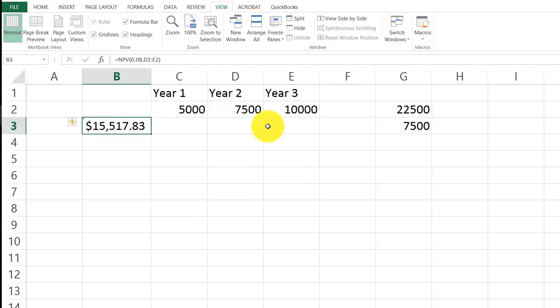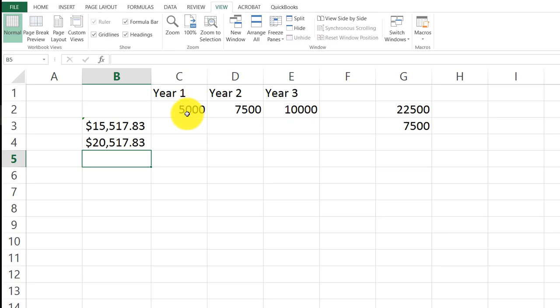That's going to be the present value of those two added together. This payment, because it's at the very beginning, right now, is just going to be added in. So our total is going to be $20,517, the amount of the net present value for the remaining payments plus the beginning payment.